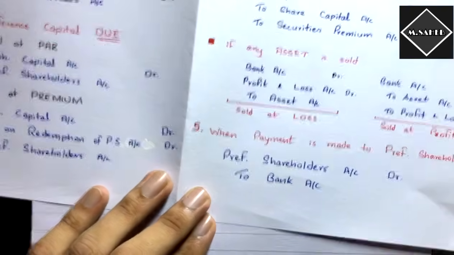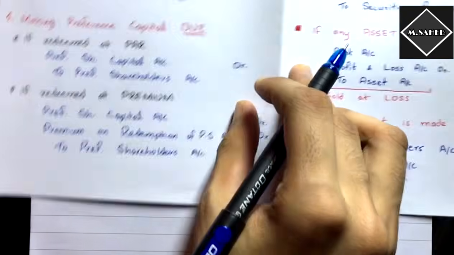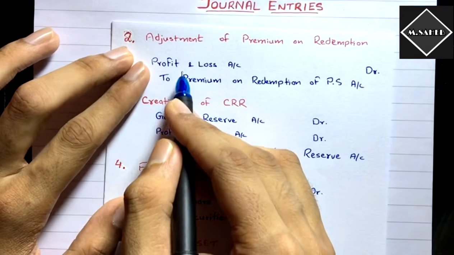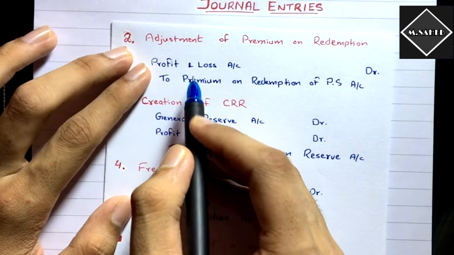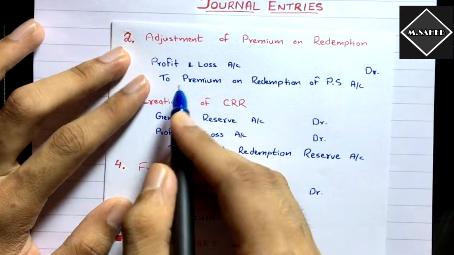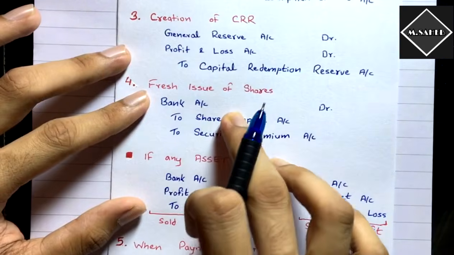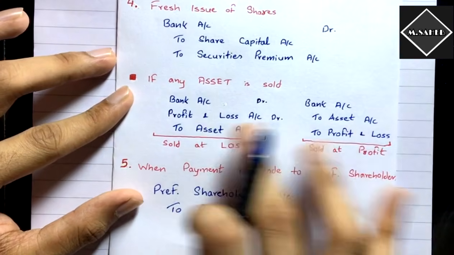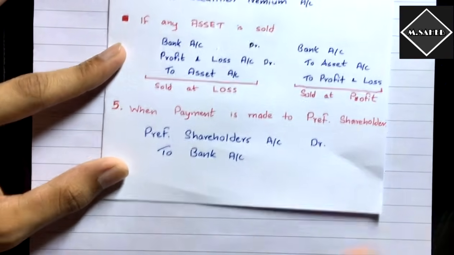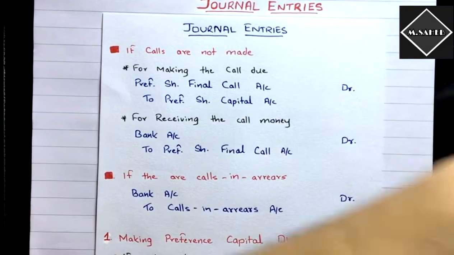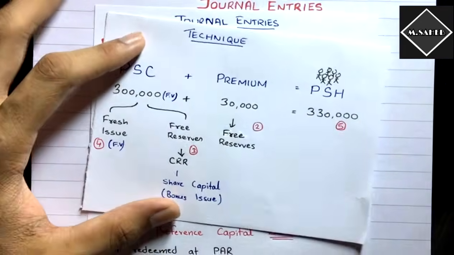Simple thing. Due entry and then adjustment of premium. You cannot use securities premium. You can use only free reserves, such as general reserve, profit and loss, all those, to premium on redemption, and then creation of CRR. It's very simple: fresh issue of shares, and then if any asset is sold, these entries, and then payment. That's it. So these were the journal entries of redemption of preference shares, and you have to use this equation because it's very easy if you use it.